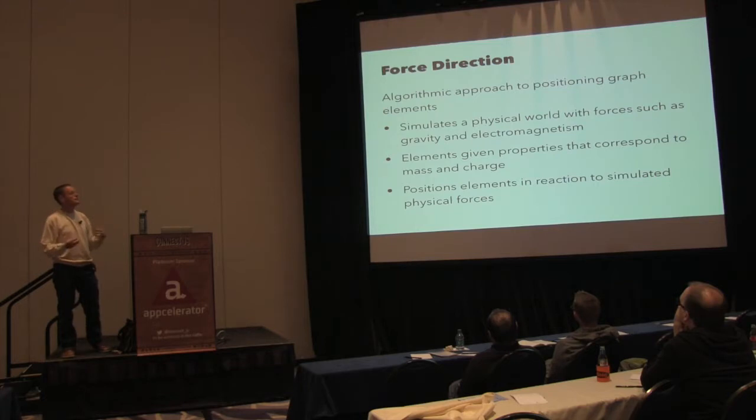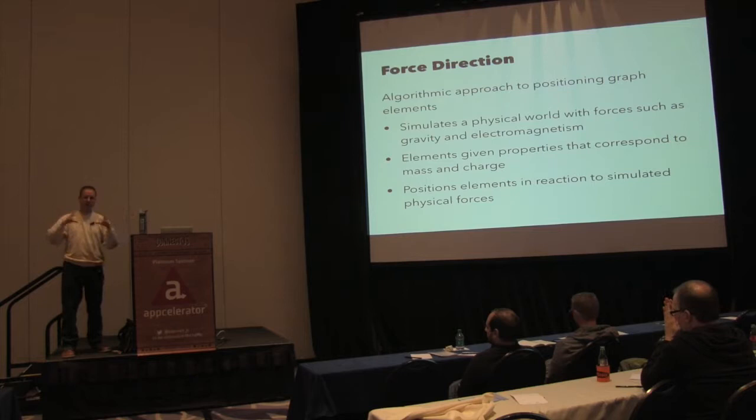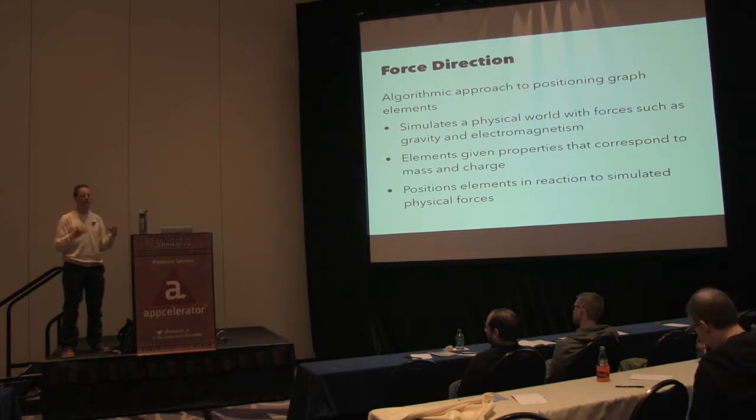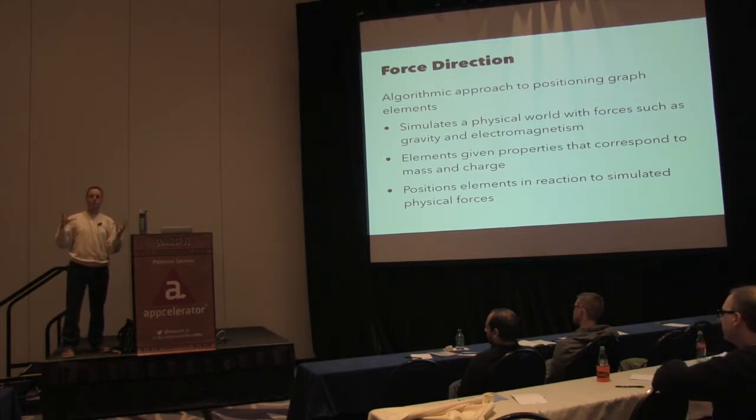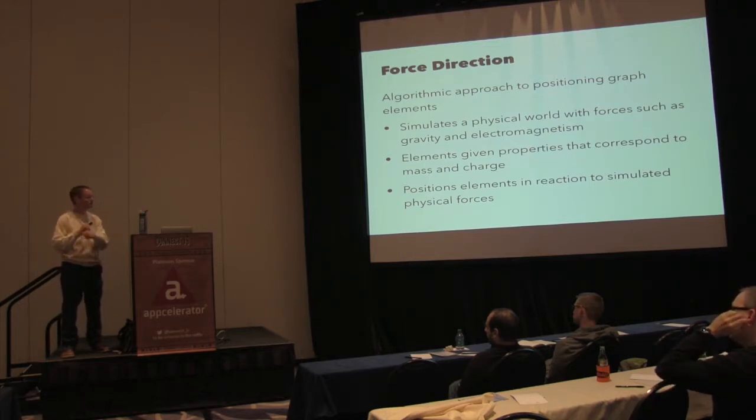So it simulates a physical world, and typically you'll see force direction simulates both gravity and electromagnetism. Gravity is a way to keep the nodes from flying off the page because it's an attractive force. And electromagnetism is a repulsive force. It assumes they all have the same charge, so that kind of forces the nodes apart so they don't land on top of each other.